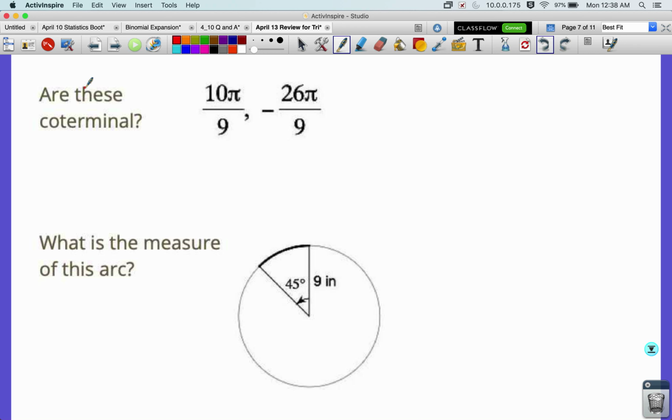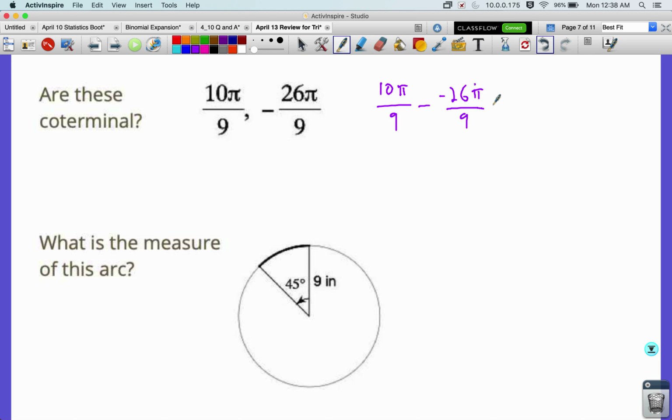All right, we got two angle measurements in radians, and we're being asked if they're coterminal. What do you think? Are these coterminal? All right, let's find out. So 10 pi over 9, we want to find its difference to this. So if we subtract this other angle, the negative 26 pi over 9, we'll find the angle measurement between these two angles. How do I get from this angle to this angle? That's what subtracting two angles always tells you. It's like the angle in between.